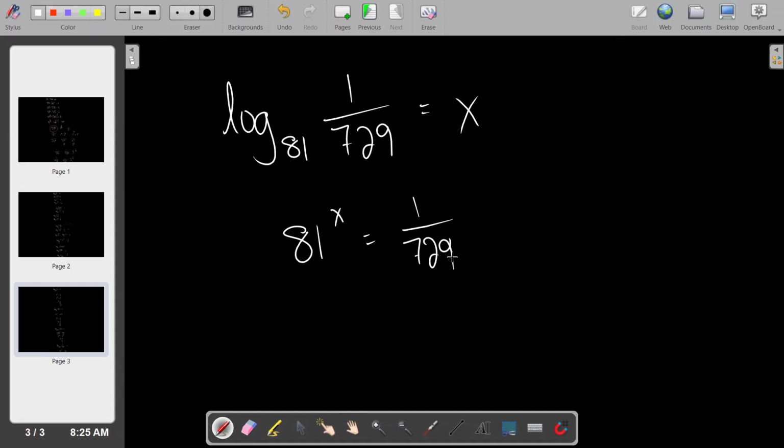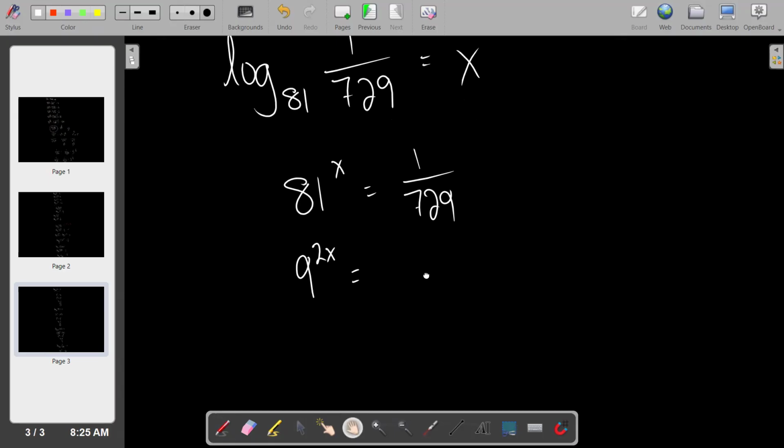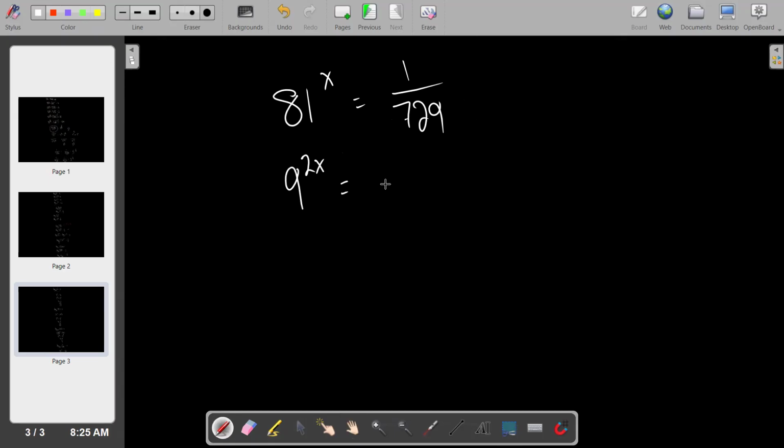So we're going to call the left side 9 to the 2x, right? What's the right side going to be? It's 9 to the what? Has to be a negative since it's on the bottom, right? It's really not that different.